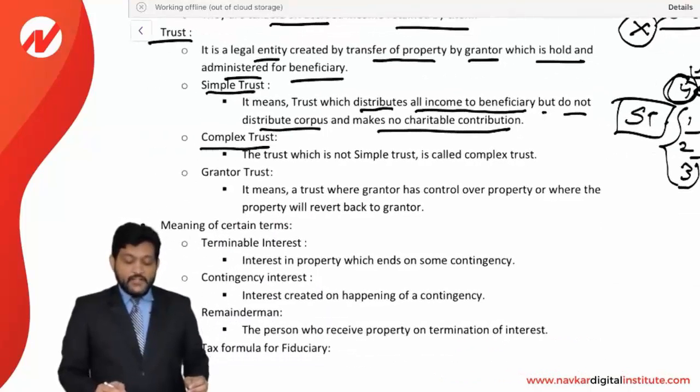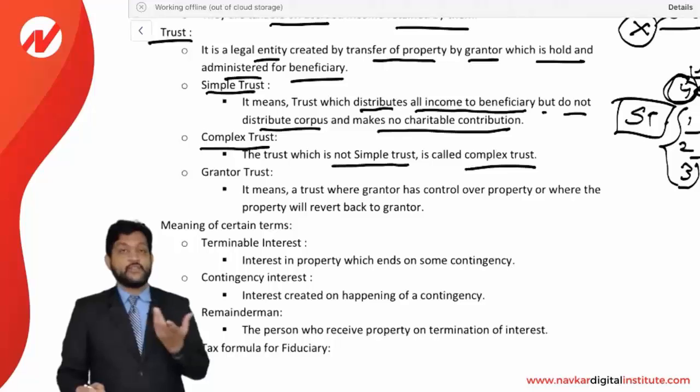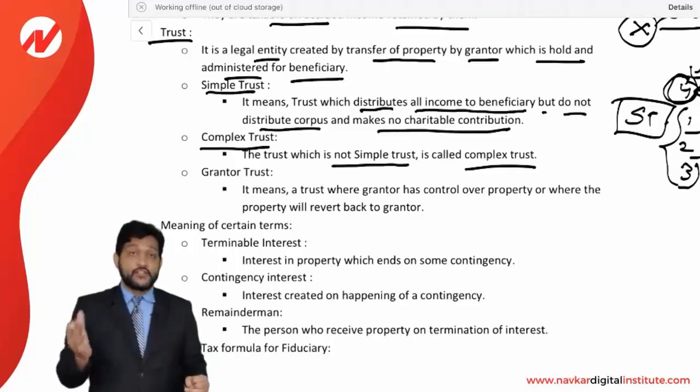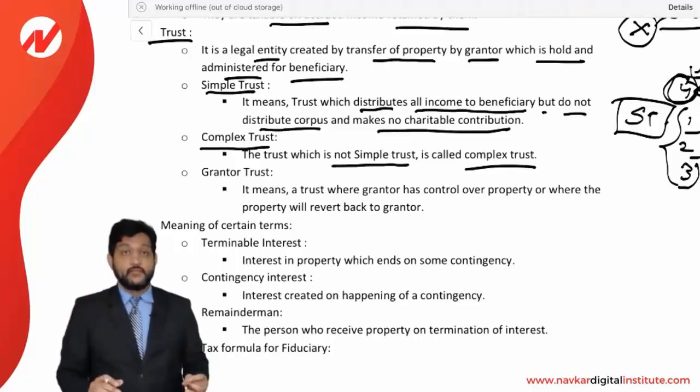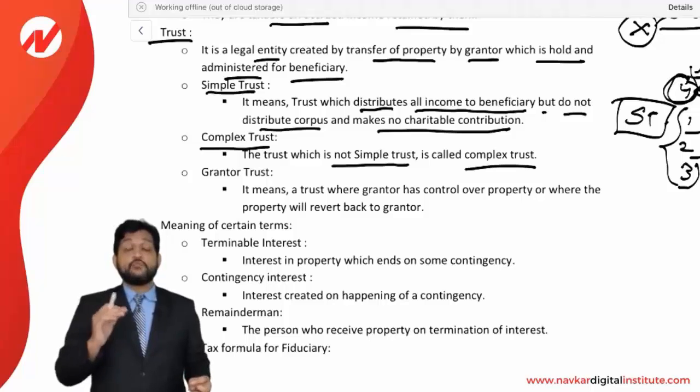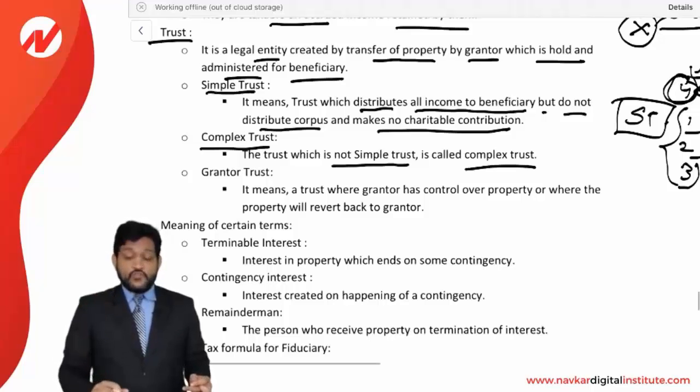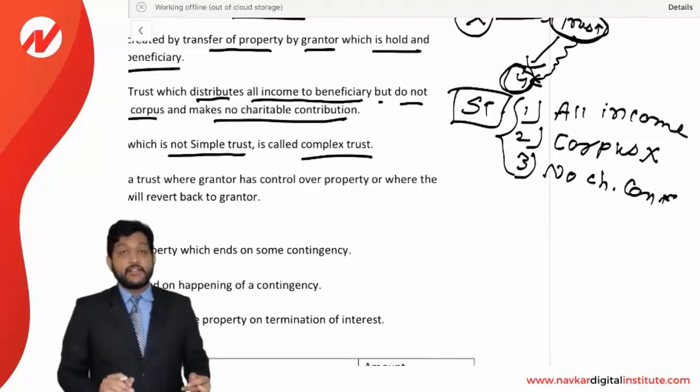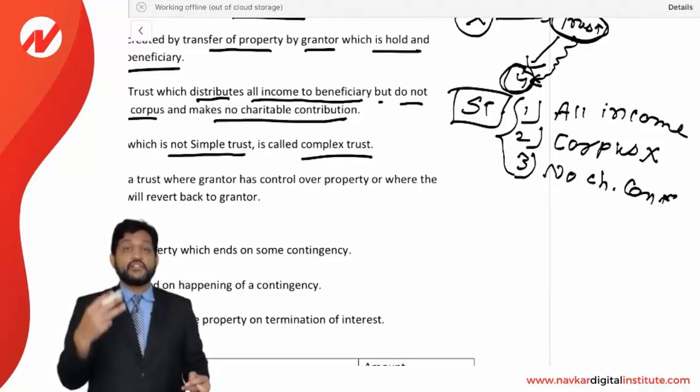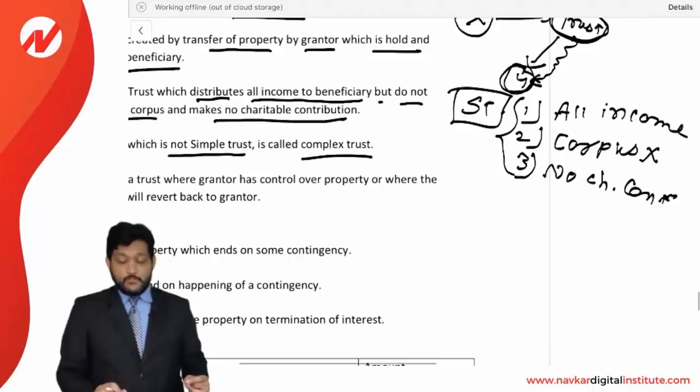Second is a complex trust. What is a complex trust? The trust which is not a simple trust is called a complex trust. Very simple definition. So what they want to say is, if you do not fulfill any of these conditions, then you will not be a simple trust. You will be a complex trust. If you follow all three conditions, you are a simple trust. If any of the conditions has been breached, then it will automatically be a complex trust.